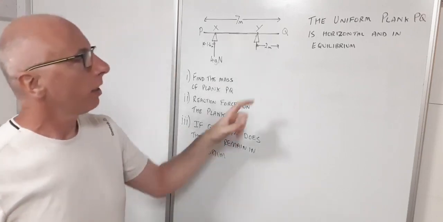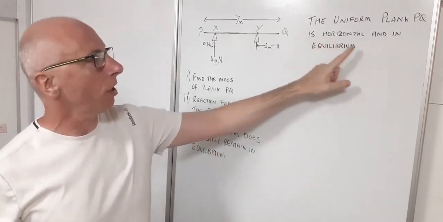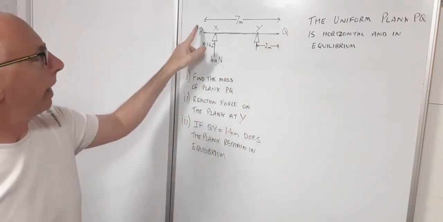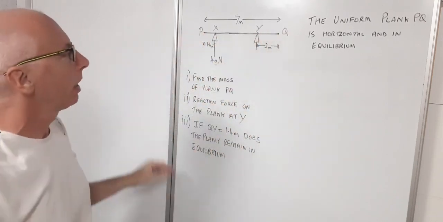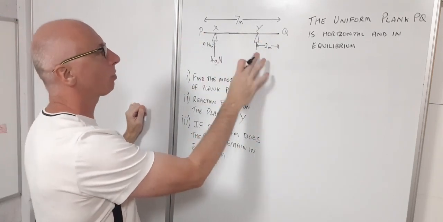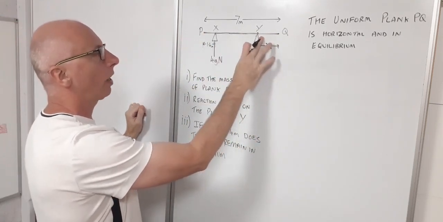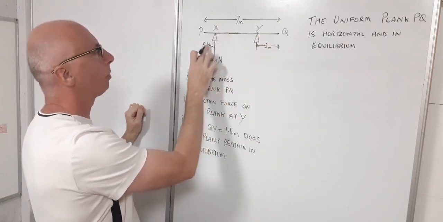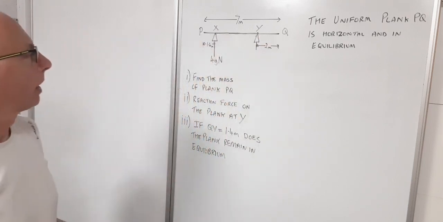So I've got a question here: a uniform plank PQ, it's horizontal and in equilibrium. And here is a picture of it. You see it's 7 meters long. Now it's supported by two trusses, X and Y. Y is 2 meters from Q and X is 1.4 meters from the point P.